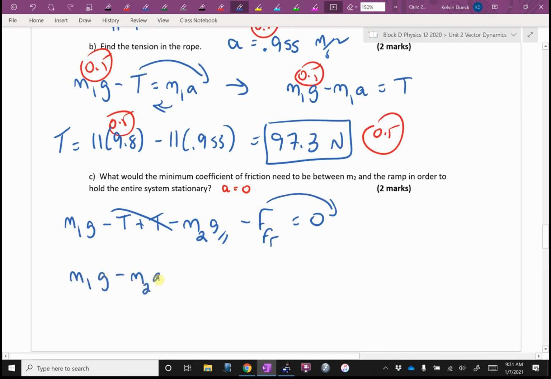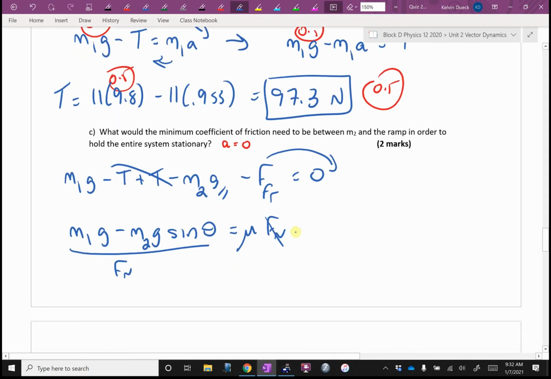M1G minus M2G sine equals friction. Although, you know what? Equals mu times the normal force. How would I get the mu by itself? I don't know the normal force. Oh, but look. I think divide by M2G perpendicular, cos. Yeah? Okay. I'm running out of room here, so let's see if I can kind of write small. So my first thought would be to go mu equals M1G minus M2G sine theta, all over M2G cos theta.